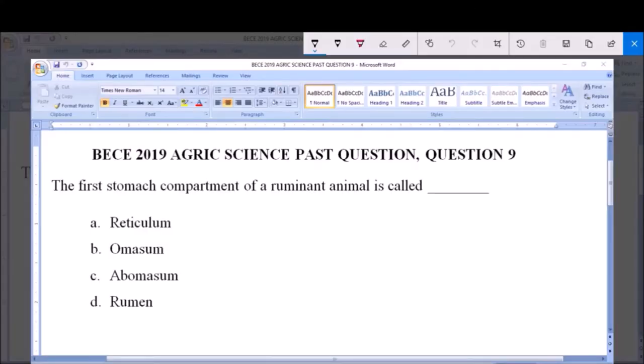Good day and welcome. Today we're going to be dealing with BECE 2019 Agric Science past question, Question 9. The first stomach compartment of a ruminant animal is called dash. A. Reticulum, B. Omasum, C. Abomasum, and D. Rumen. So we have to pick the first stomach compartment of the ruminant animal. Now, ruminant animals are animals with four stomach compartments.